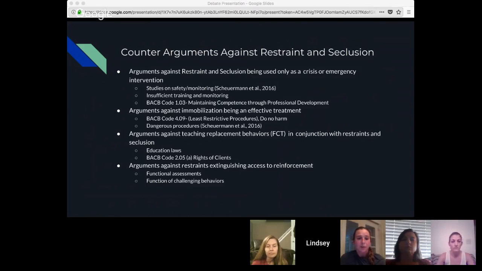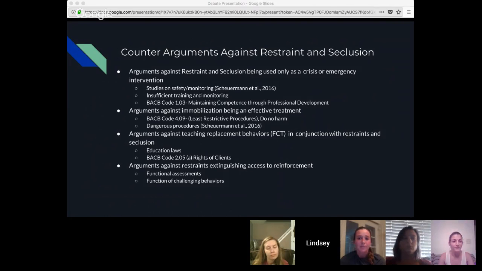Another argument was that immobilization is an effective intervention for reducing challenging behaviors such as SIBs. And I want to argue that we should be using less intrusive interventions before this immobilization, which refers to the BACB code 4.09. These restraint and seclusion interventions may be used as a quick ending to the behavior by professionals, and they may not be implementing antecedent de-escalation and preventive strategies first before going in with a hold.